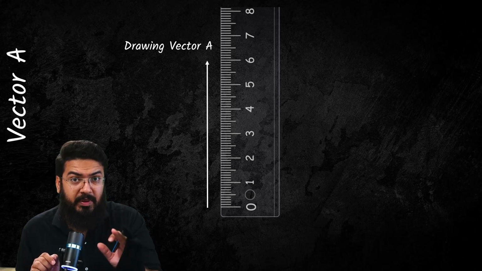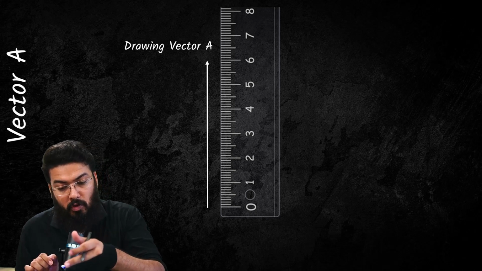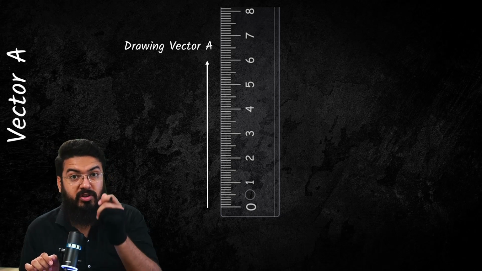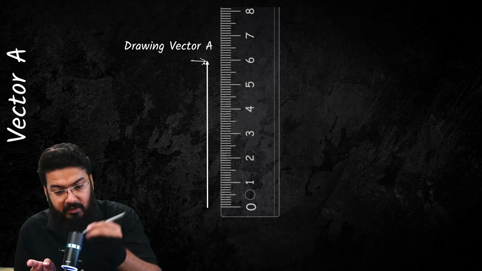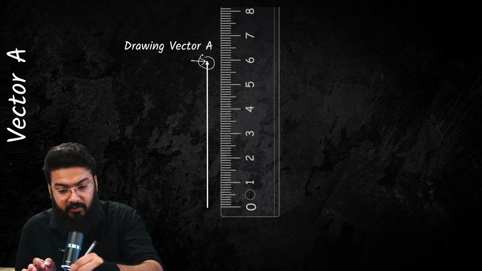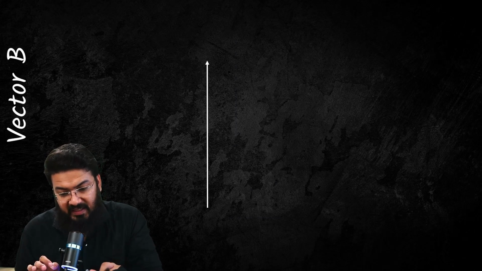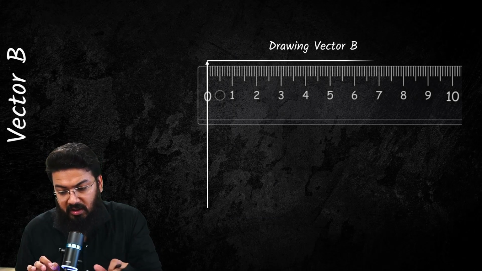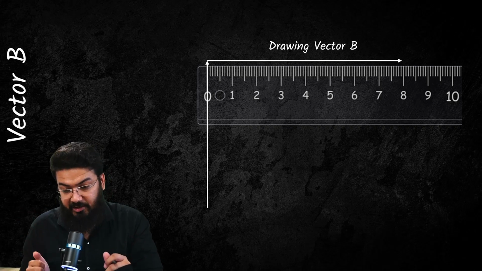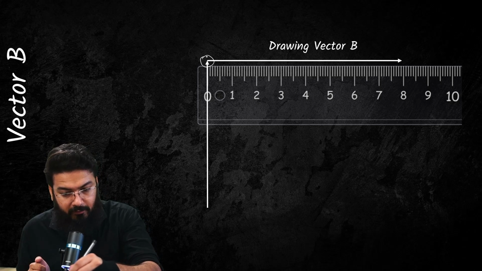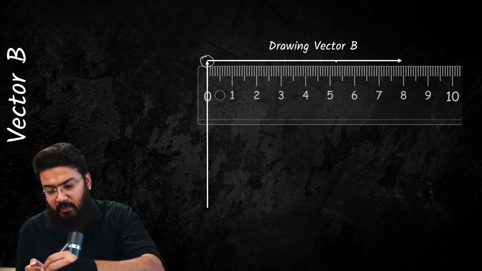As per the head to tail rule, after you've drawn the first vector, you start drawing the second vector from its head. So I'm going to draw the second vector from the head of the first vector. I'm going to draw vector B. Again, you put a scale and draw a length of 8 centimeters in the east direction, starting from the end of the first vector. So now I have the two vectors, vector A and vector B.